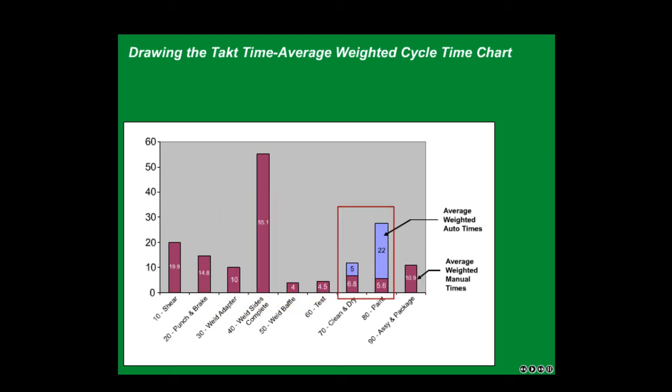Put the color-coded manual time on the bottom and stack the automated portion of the operation on top. This will make balancing steps easier to visualize. Now, calculate the tack time for the multi-model cell.